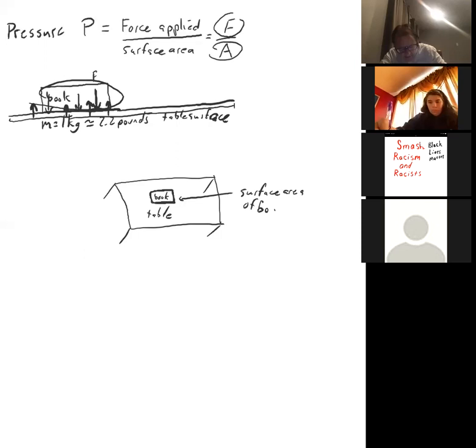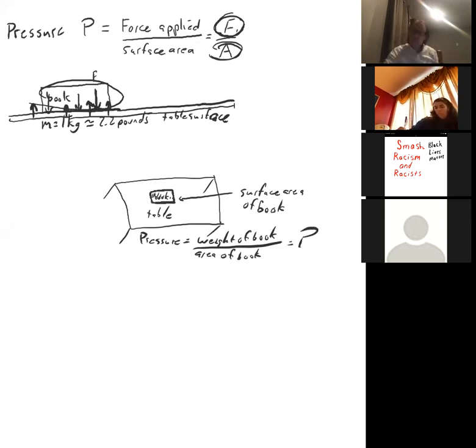And so if you take that weight, which is the force of the book, and divide that by the surface area of the book, that's how big the book is, that ratio will give you the pressure, okay? So the pressure is the weight of the book divided by the area of the book. And that's called P for pressure.